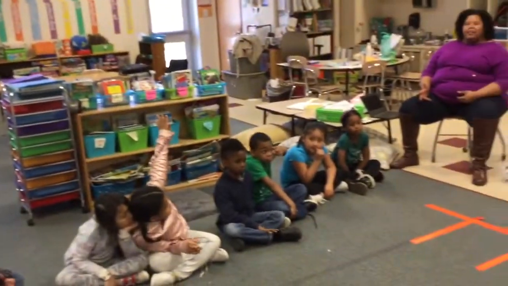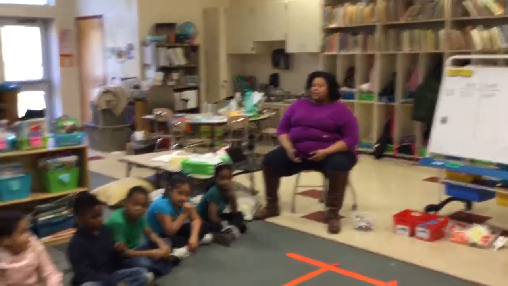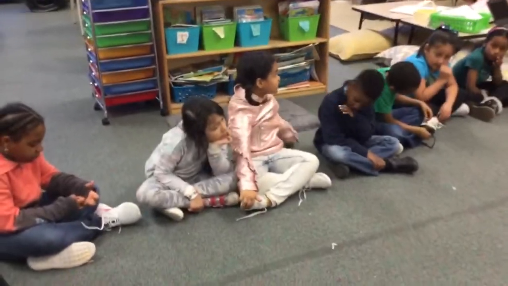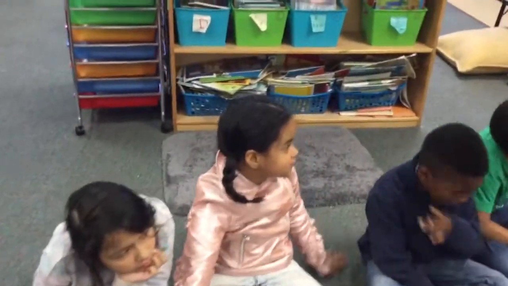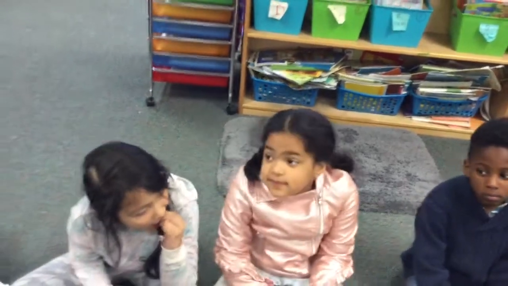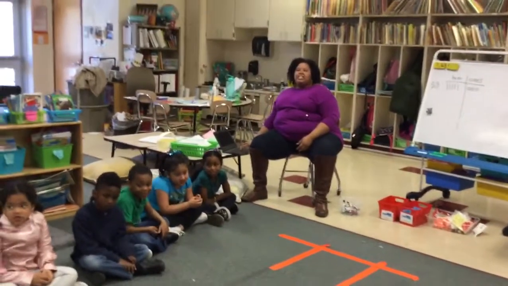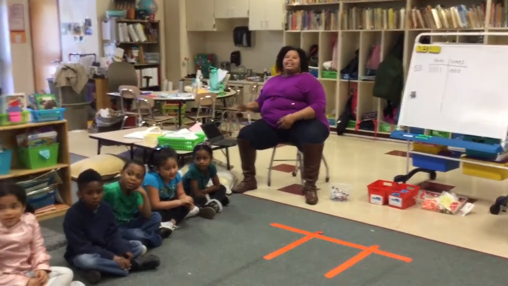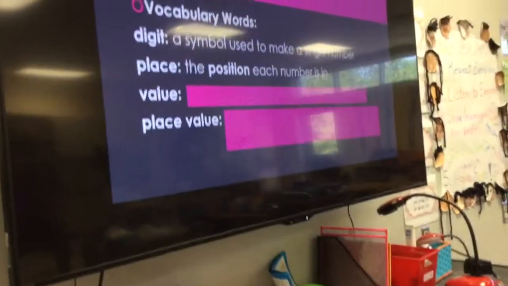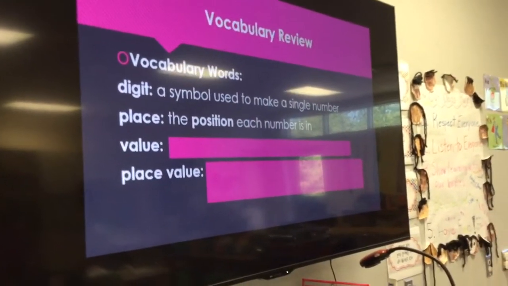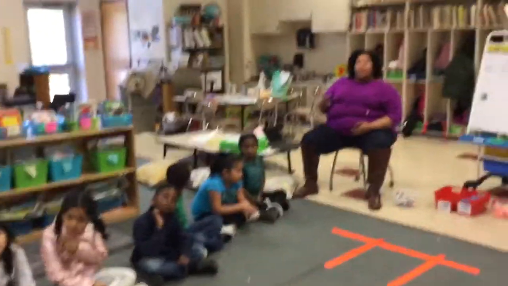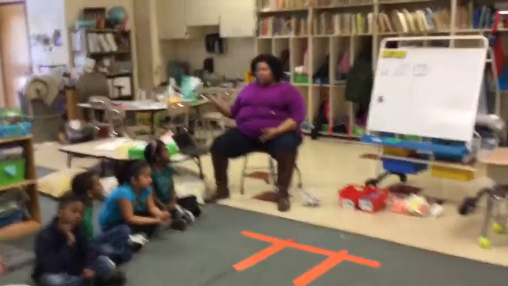What about place? What does place mean when we're talking about place value? What do you think place means, Karina? They're put in a place like tens and ones. When you see a 2-digit or 3-digit number, each digit has a place. Say that. Each digit has a place. It's the position each number is in. And what places have we been talking about today? Tens place and ones place. And we've also learned about what other place? Hundreds place. Very good.